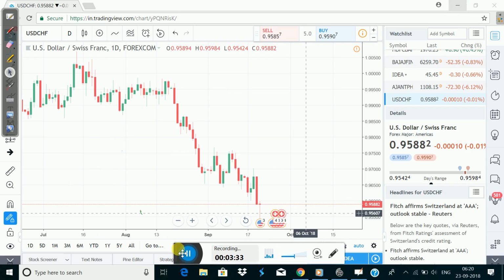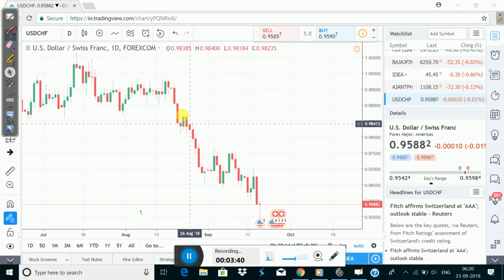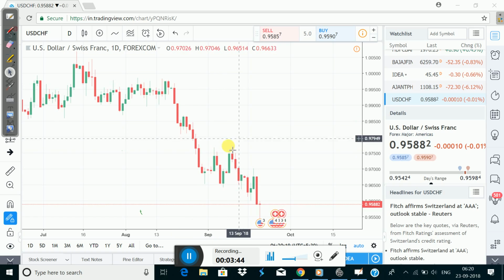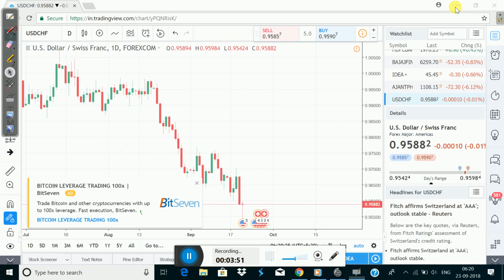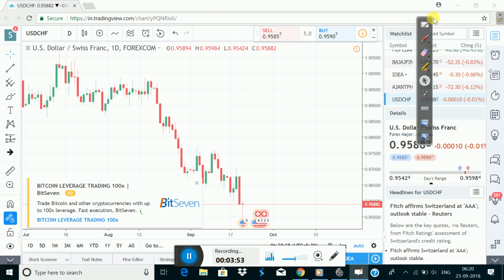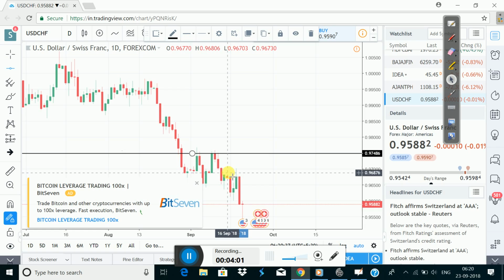All right, so you can see right over here the US dollar and Swiss franc on a daily time frame. It was in a downtrend, and we had certain retracements over here, and over here. And then the market right over here was in a range. So we formed a range right over here, and this was our lower end of the range.